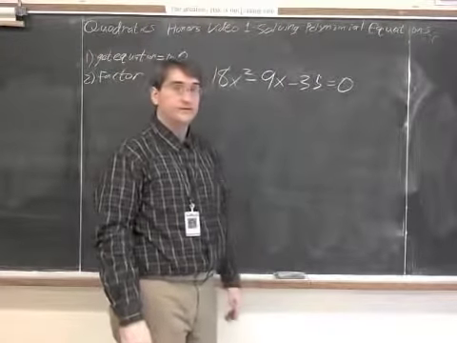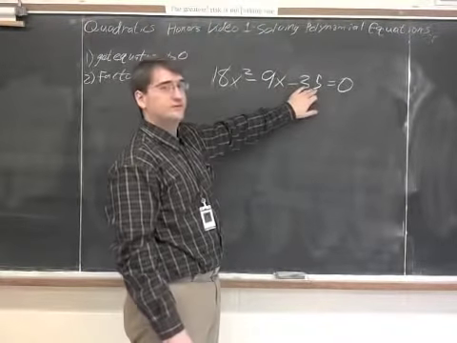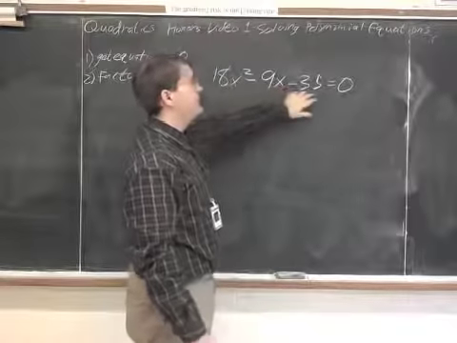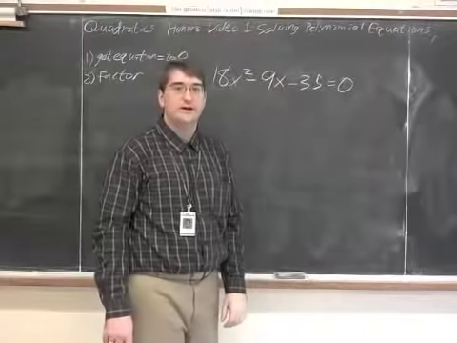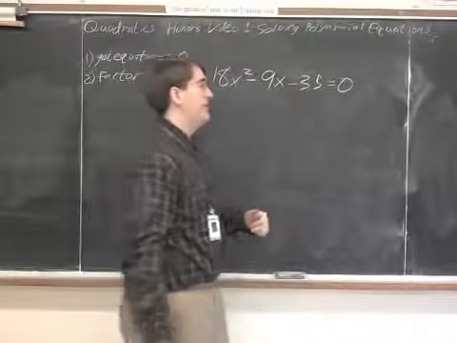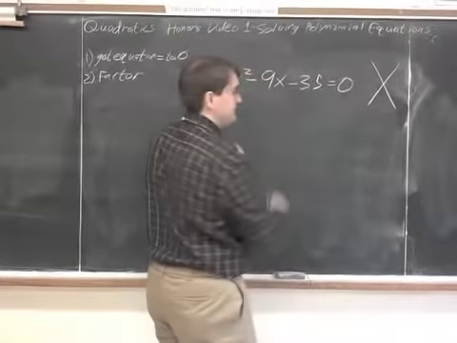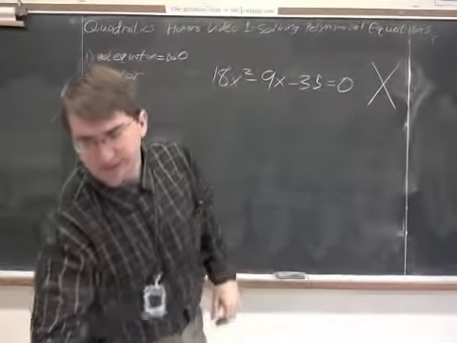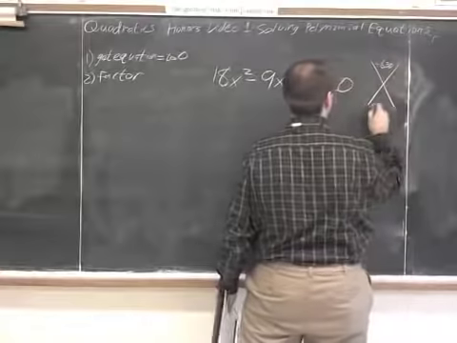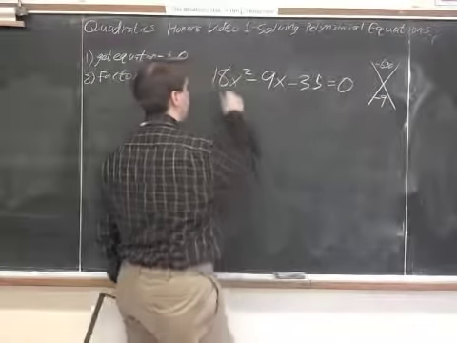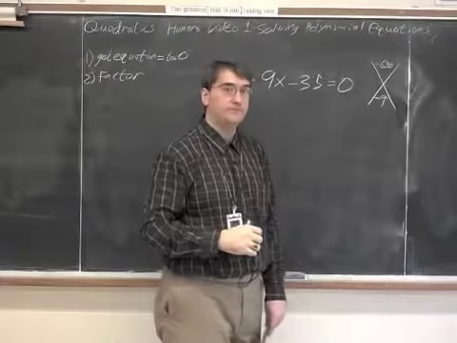And remember, we look for a GCF first. 18 and 9, maybe we can take a 9 out of everything, but that doesn't come out of 35. 3 isn't in common either. 5, no, there's no GCF. We're going to have to go straight to splitting the middle on this one. So I want two numbers that multiply to 18 times 35, which is negative 630, and add to negative 9. Two numbers that multiply to that product, 18 times 35, and add to negative 9.